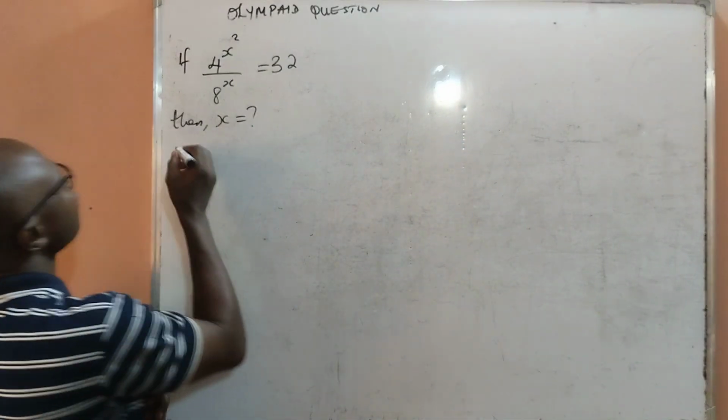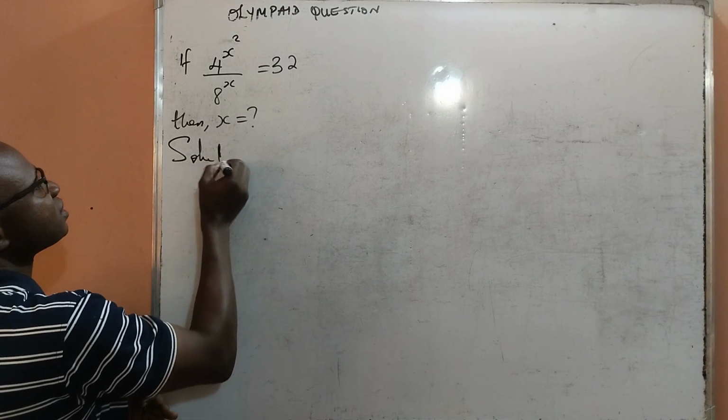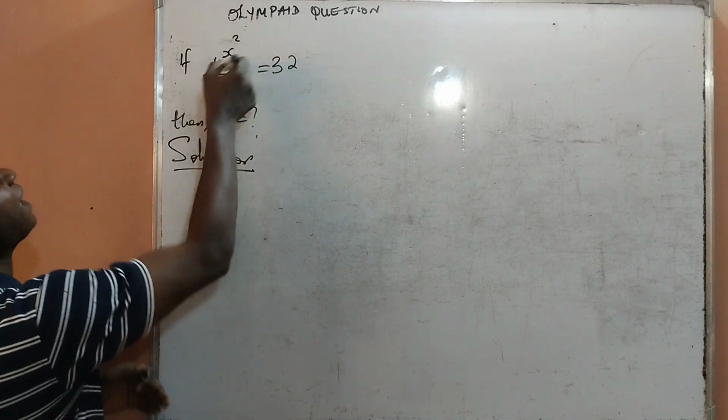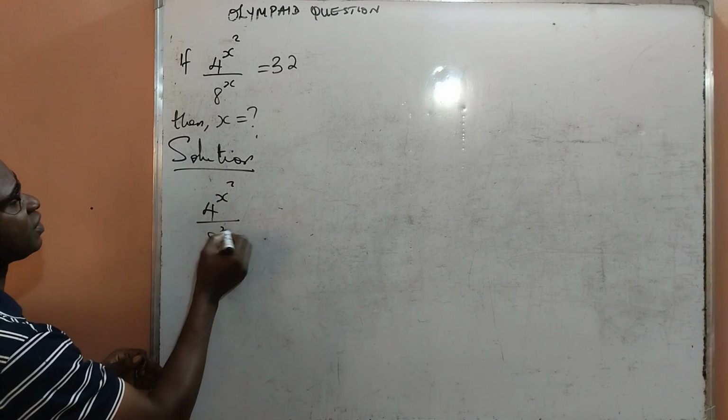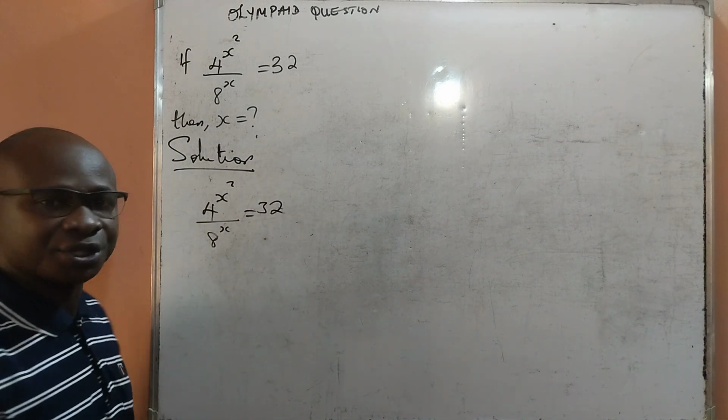We dive in. Given solution, I have (4^x)^2 all over 8^x equal to 32.